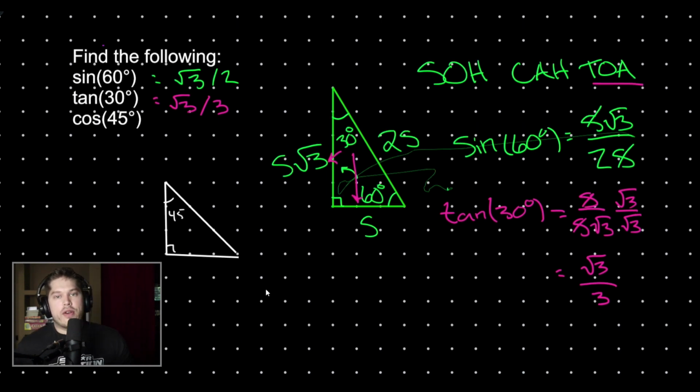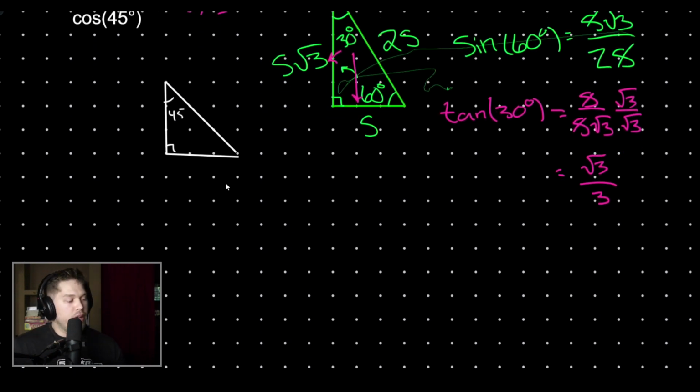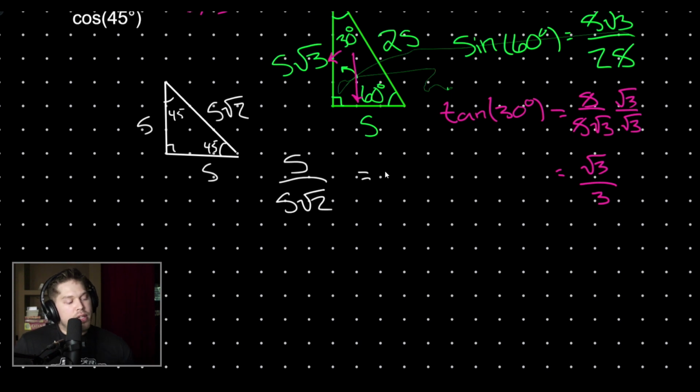So for this special right triangle, this 45, 45, 90 right triangle, you should know that the legs are both some side length, and the hypotenuse is some side length times the square root of 2. Cosine is adjacent over hypotenuse. So adjacent is s, and our hypotenuse is s square root 2. And so this is what equals cosine of 45 degrees.